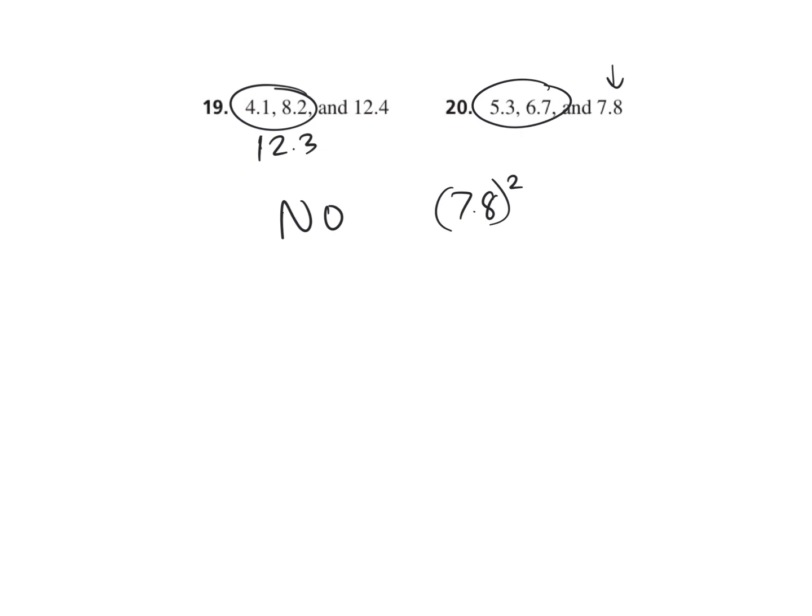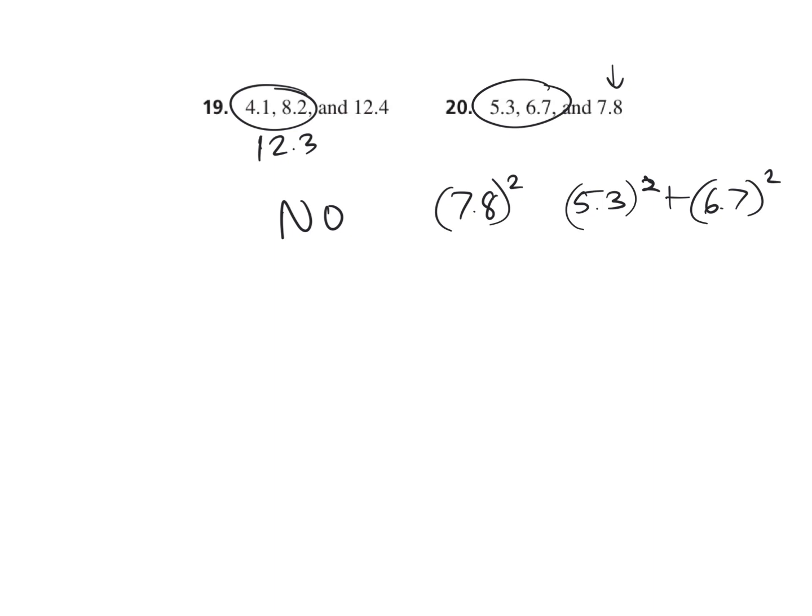Do it again. 4.1 and 8.2 is 12.3. So no, this is not a triangle. That's 11, that's 12, which is bigger than 7.8. So it does make a triangle. Now what kind? 7.8 squared plus, not plus, 5.3 squared plus 6.7 squared.